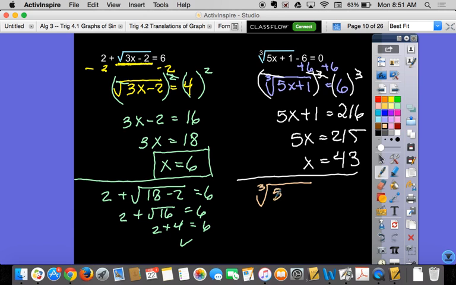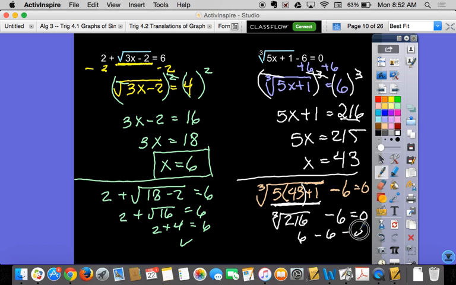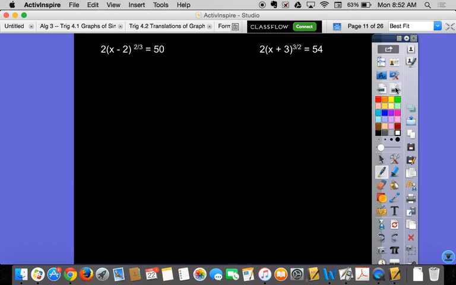Cube root of 5 times 43 plus 1. Now that's all underneath, so I need to extend that. So make sure that you end your radical in the appropriate place. Don't get sloppy. I need to close my parenthesis. So this is going to end up being that 216 that we had up there. So the cube root of 216 minus 6 equals 0. That right there is 6. 6 minus 6, yes it is. So this is a perfectly legitimate answer.